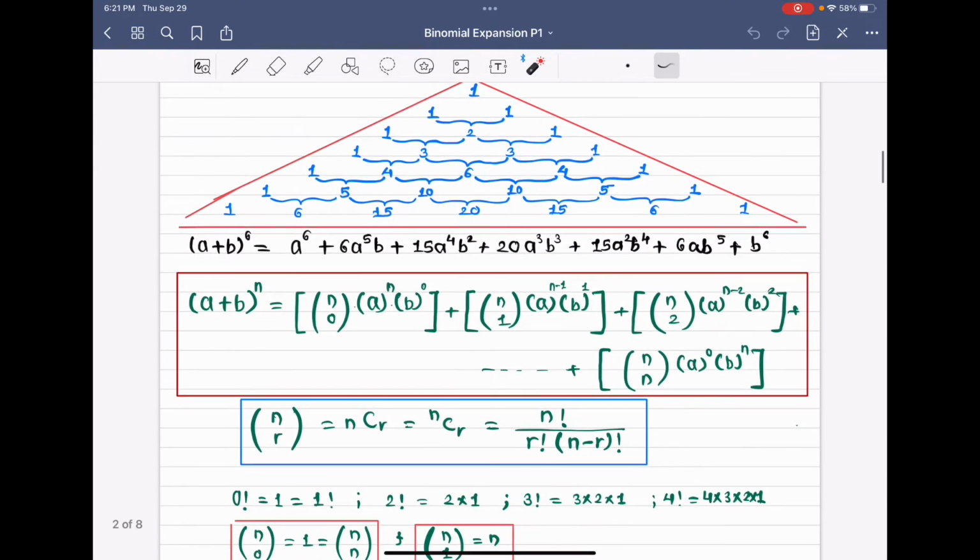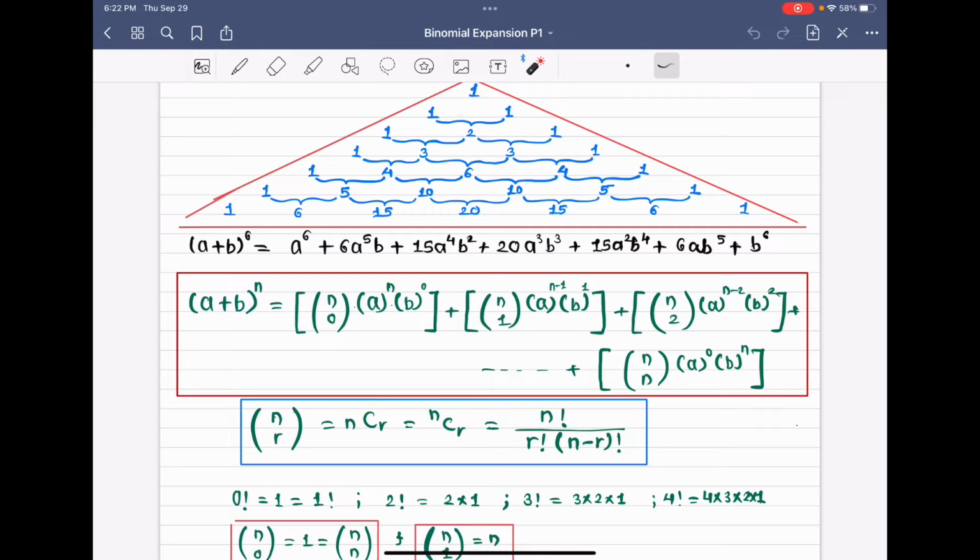What if the middle sign is minus? If the middle sign is minus, the signs alternate: the first is always positive, then negative, positive, negative, positive, negative, and again positive. So the alternate signs will change, depending upon what the power is.